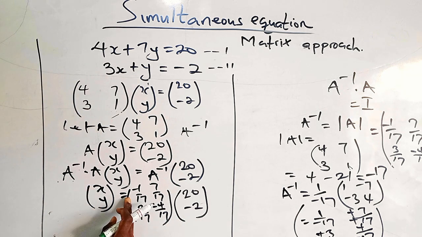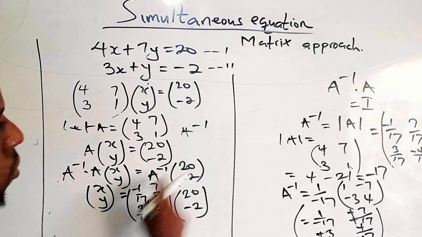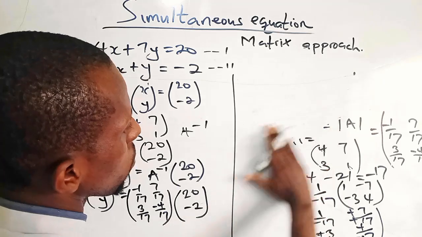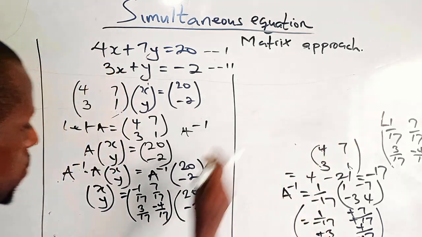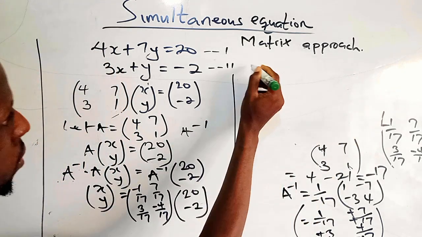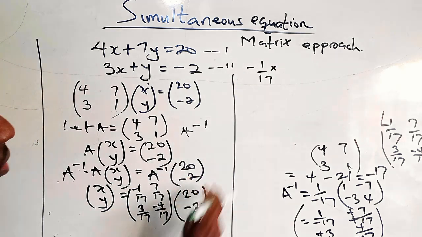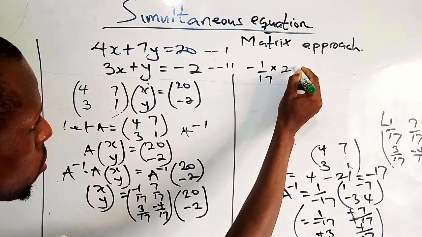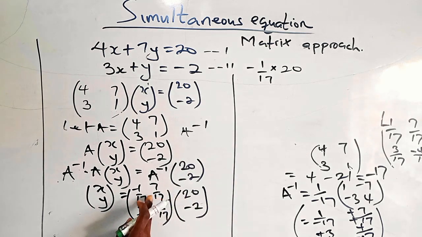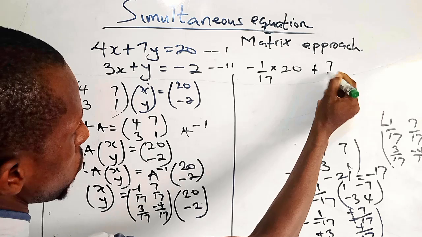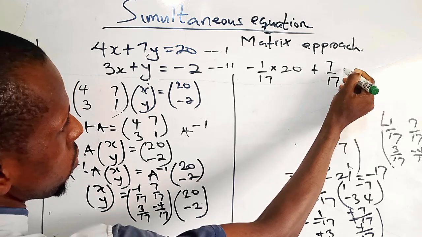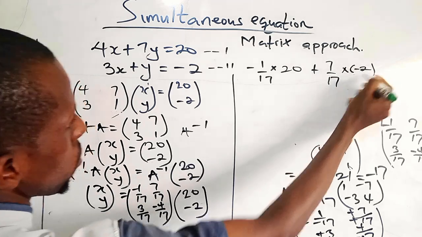So for the first row, we multiply the first row with the first column. So how do we do that? From here now, we have minus 1 over 17 times, the first item on the column here is 20. Add it, take the second one and multiply it with this. We have 7 over 17 times minus 2.